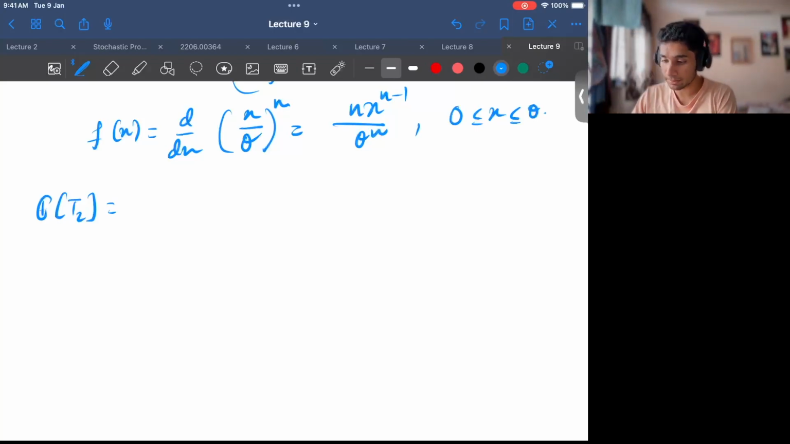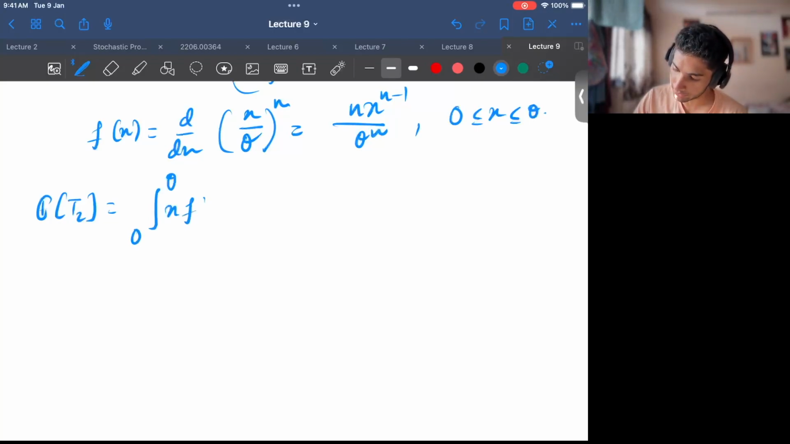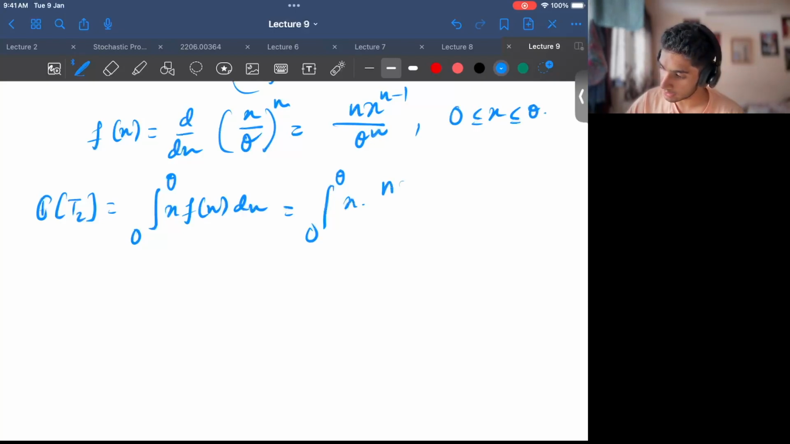Yeah, sorry for that. So what will be the expected value of T2? Expected value of T2 will be nothing but you just integrate, right? 0 to theta x f of x dx. What is f of x? It is n x raised to n minus 1 by theta raised to n, right? dx.